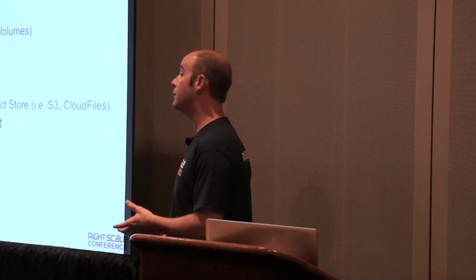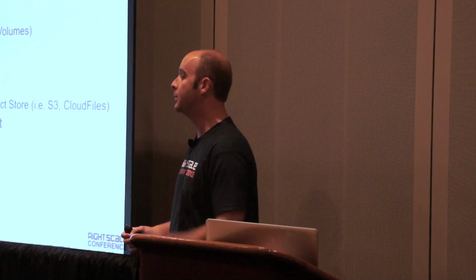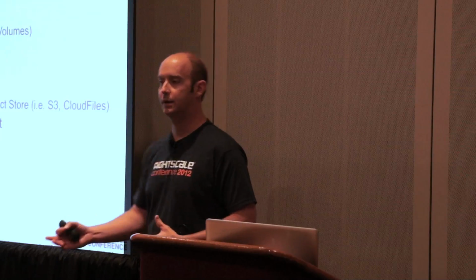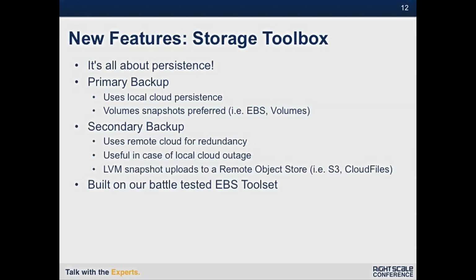Now, not all clouds support volumes. In that case, we will use some other ephemeral drive or extra drive, put an LVM on top of it, take a snapshot of that, and then fragment that data into files and send them up to a remote object store like S3, Cloud Files, Swift, SoftLayer, and so on and so forth. Secondary backup is for getting your data off of that local cloud. I'll go into that in the next slide, but it's basically a way of getting your data off of the local cloud just in case there's an outage. Your data is still available, because if you're just saving the EBS volumes and that region goes out, you might not be able to access your data.